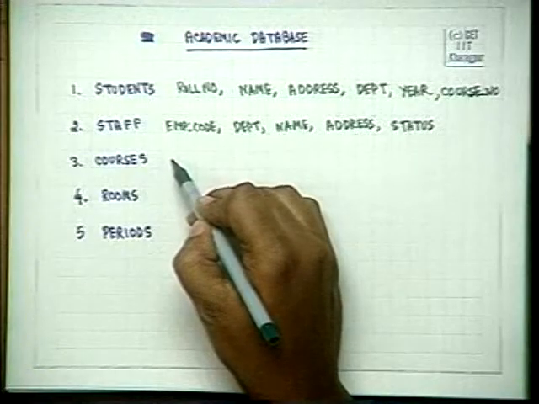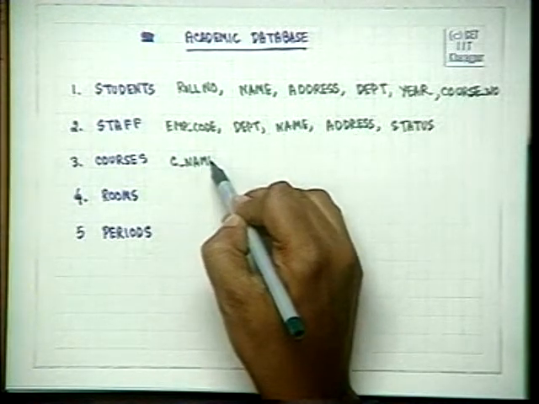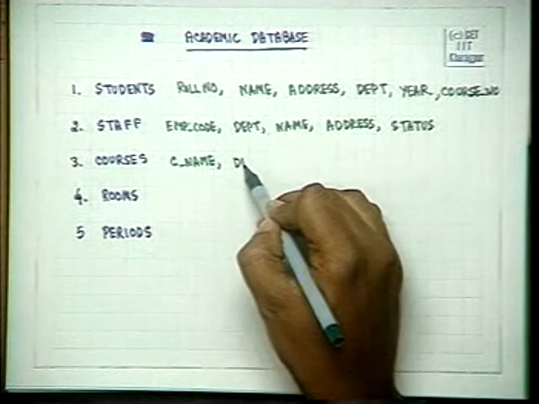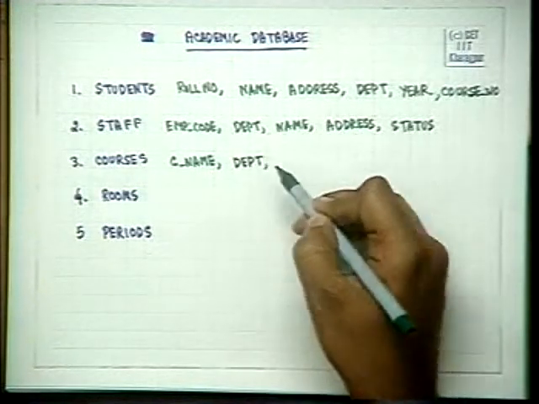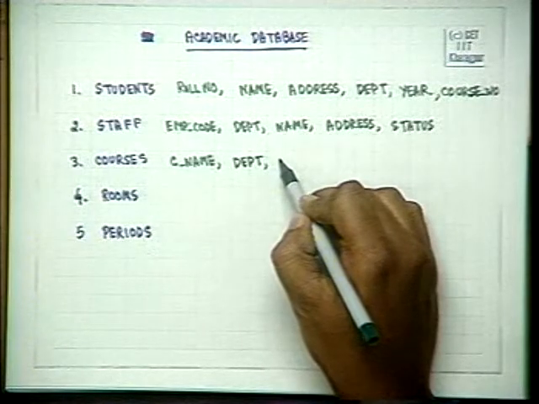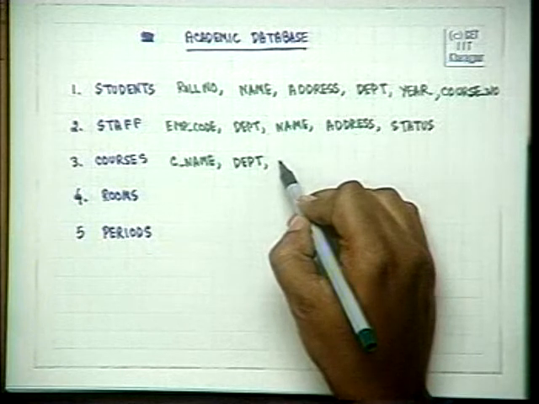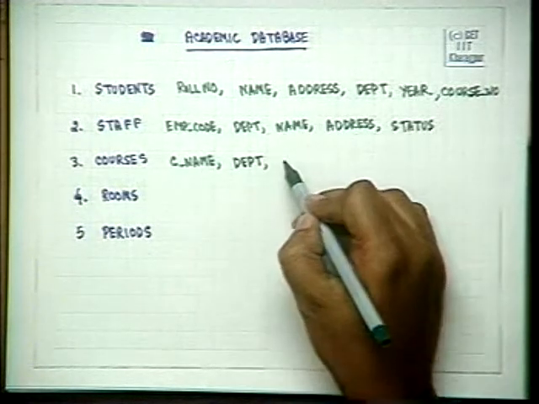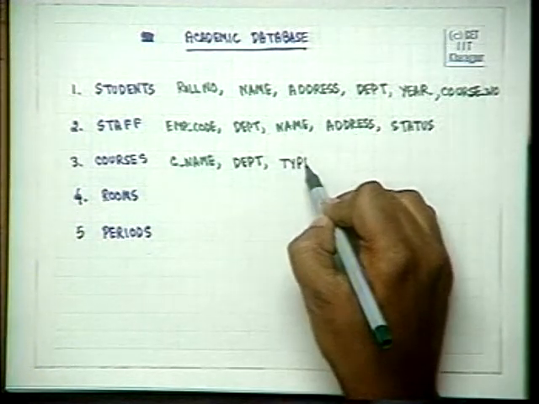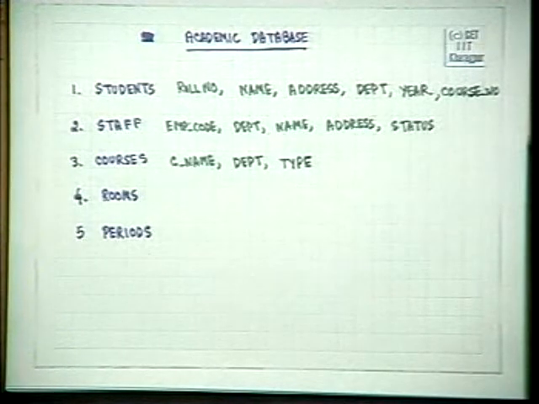So this will be the course name, department, and structure of the courses. Let us say name, department, type. Type is whether it is a BTech course or MTech course. And let us put in another entity called subjects.